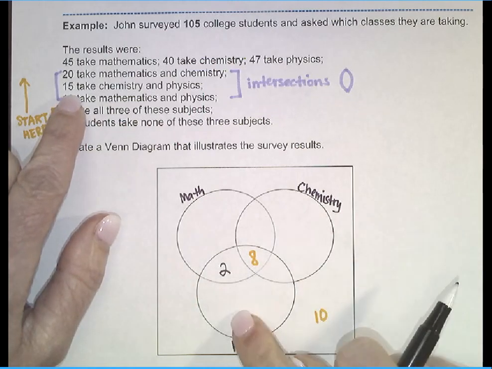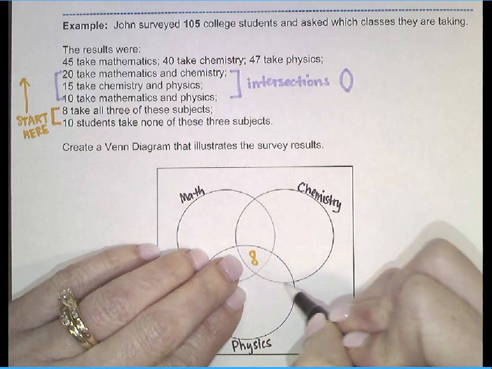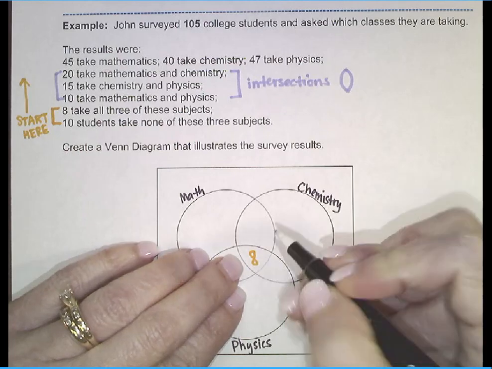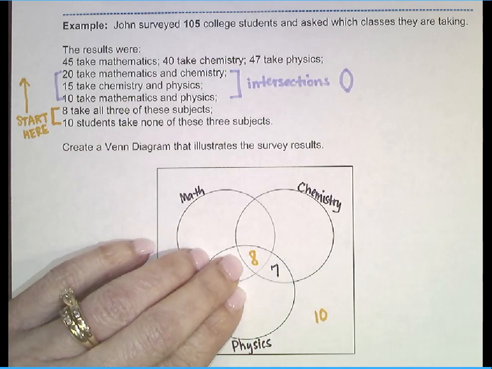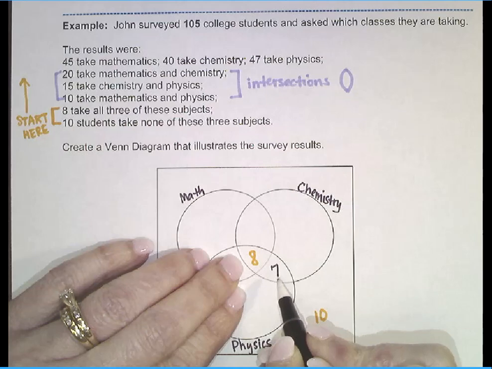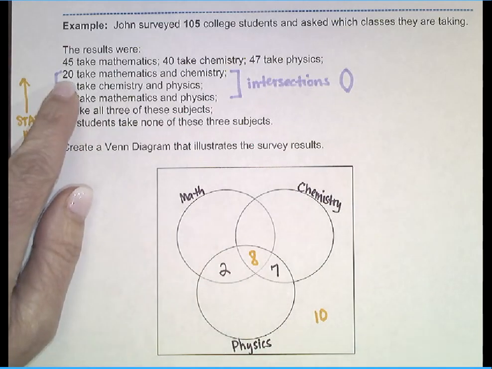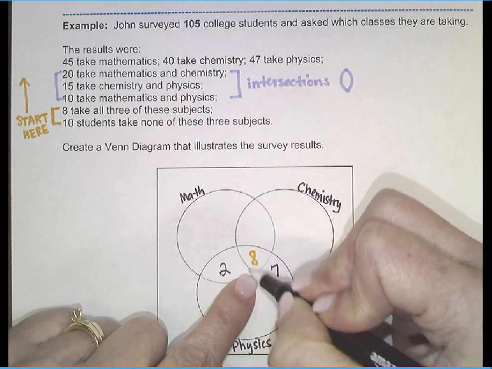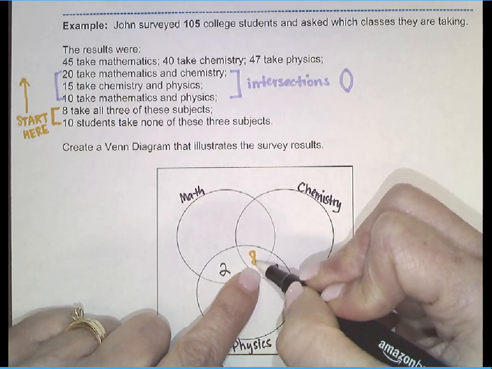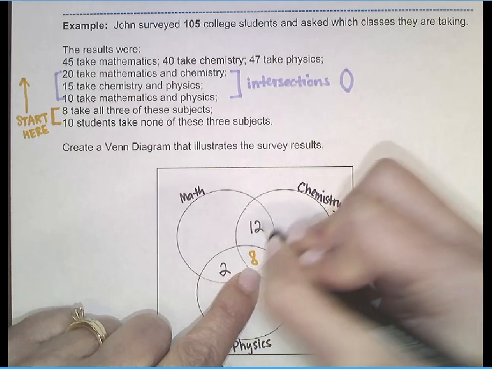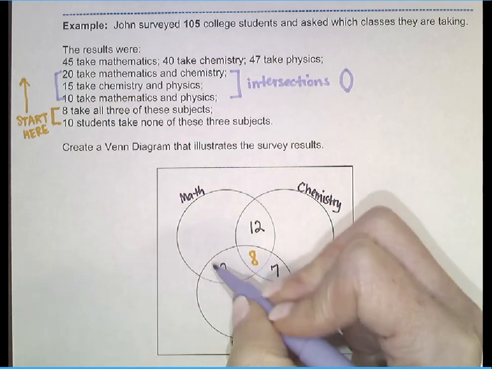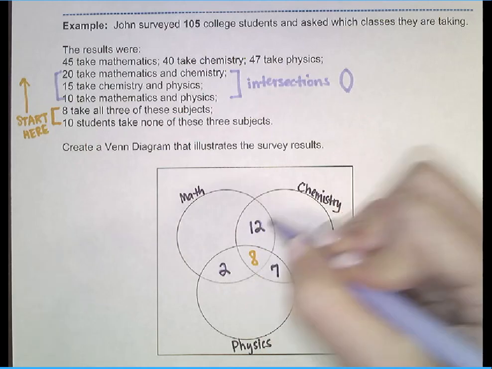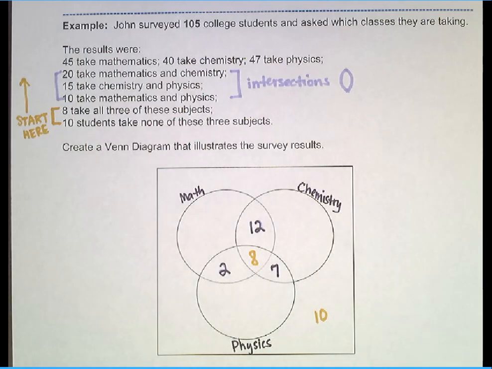15 take chemistry and physics. So this intersection here needs to have 15 people. We've already accounted for 8, so there'll be 7 left. So there's your 15. 20 take math and chemistry. So math and chemistry, there's 20. We've already accounted for 8. So that's going to put 12 right there. So again, this 2, the 7, and the 12, those are those purple intersections.